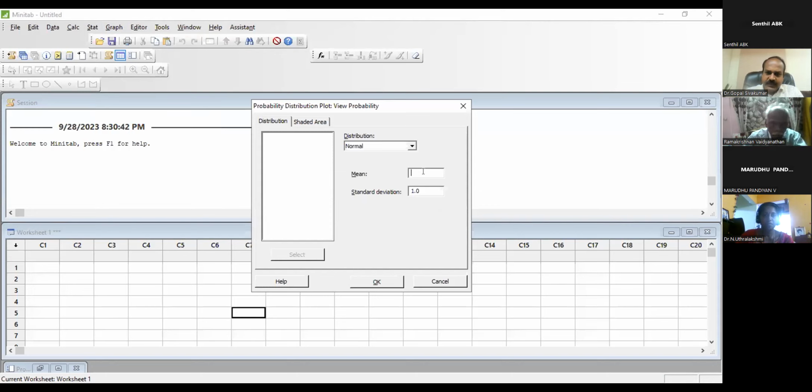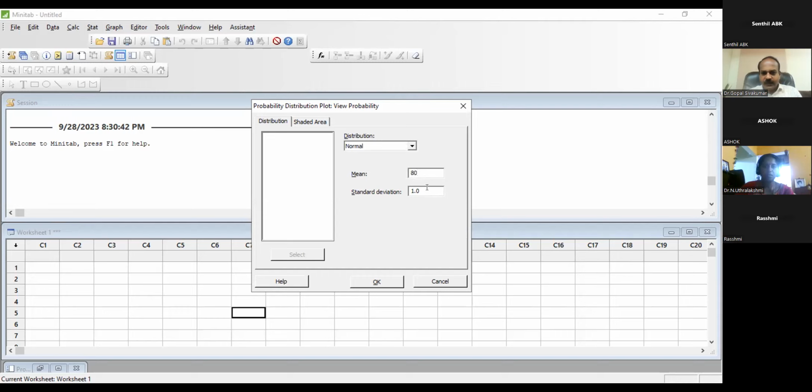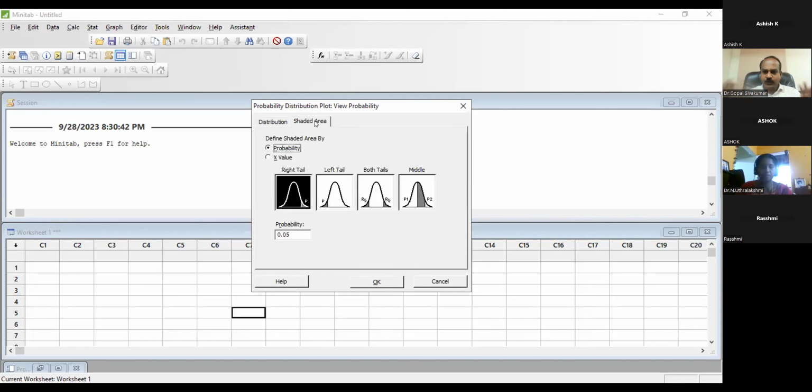What is the average of the students' marks? They have given 80. And the standard deviation is 2. This is a real-time scenario. Now, shaded area. I want to calculate the probability between 2 points.